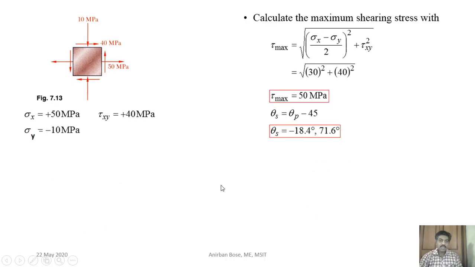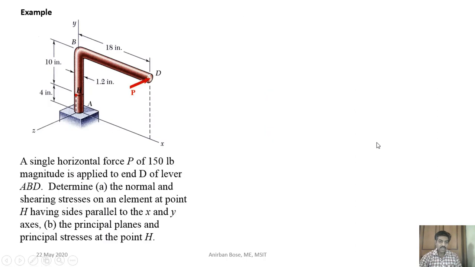Similarly, you can find the maximum shear stress by using this formula, and the maximum shearing stress corresponding plane you can find by theta p, that means the principal plane, minus 45 degrees. Okay, because you know that the plane of maximum shear and the principal plane are 45 degrees apart. So one will be theta p minus 45 degrees, another will be theta p plus 45 degrees. So in this way you can find that.